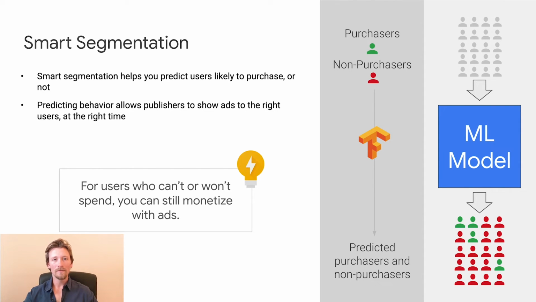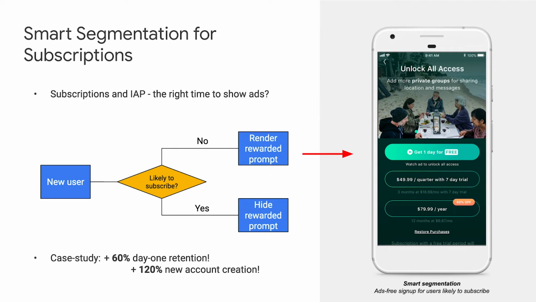Let's talk about an example. This is something we're calling smart segmentation for subscriptions. Here we see a case study of a publisher called GeoZilla, based in Palo Alto. They're a subscription-based app, and they implemented smart segmentation to help classify whether their users were likely to subscribe. They would ask smart segmentation for every user, is this a predicted purchaser or non-purchaser? And based on that decision, they would choose whether to render this rewarded ad prompt. Users who were predicted to subscribe or be likely to subscribe were not shown the ad prompt at all. But users that were predicted not to be likely to subscribe received this rewarded ad dialog.